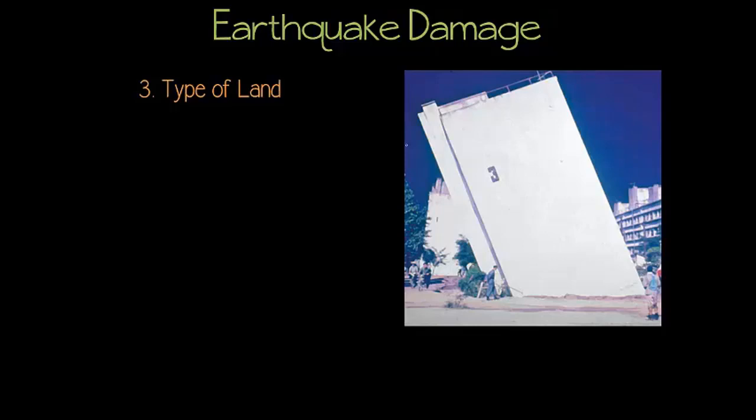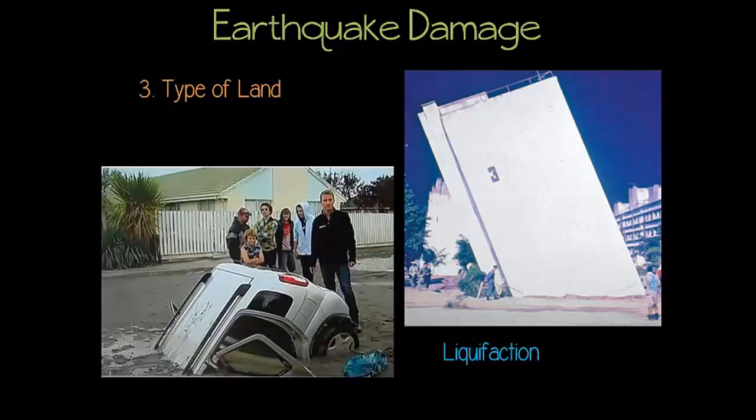In fact, really soft land can result in something called liquefaction that can happen during an earthquake. Liquefaction happens when really soft earth is shaken so hard that it actually acts like a liquid, and this can cause cars or even buildings to sink down into that earth during the earthquake.